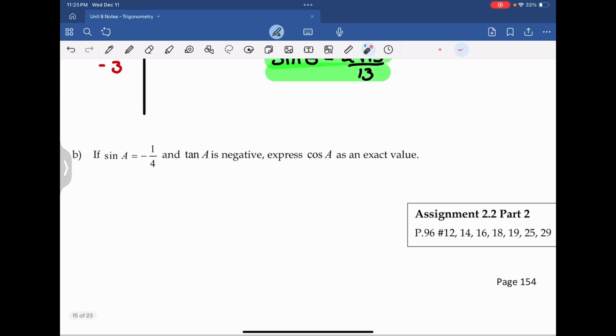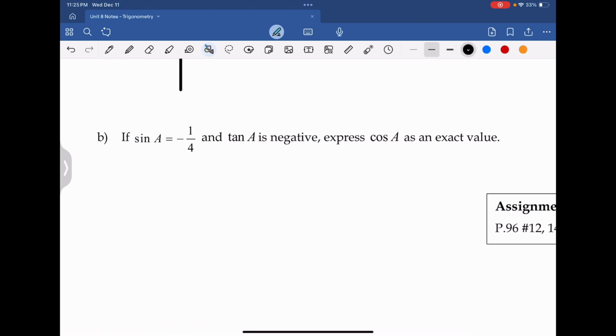Okay, part B. If sine A is equal to negative 1/4 and tan A is negative, express cos A as an exact value. Again, these ones are really nice because you're like, okay, I'm going to draw out my Cartesian plane, and then I'm going to ask where is sine negative and where is tan negative? Because we want where both of them are negative. They're both negative when the cos value is positive, and that occurs in quadrant 4 here.